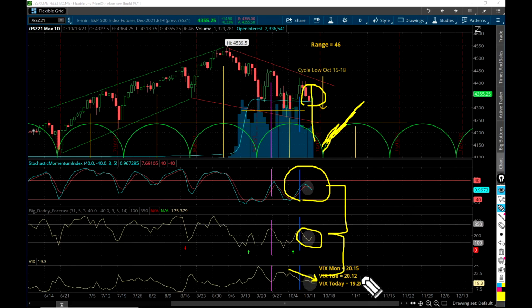Pretty big drop here in volatility from yesterday to today, right? Almost a full point, not quite. That's a pretty significant drop in volatility. So everything's kind of looking like this cycle and this downward pressure, at least temporarily, is coming to an end, and we're going to see some price action going up. I just don't know exactly when that's going to be.